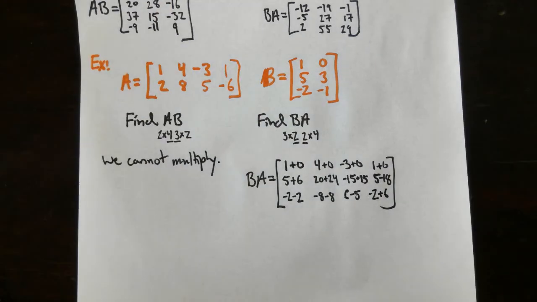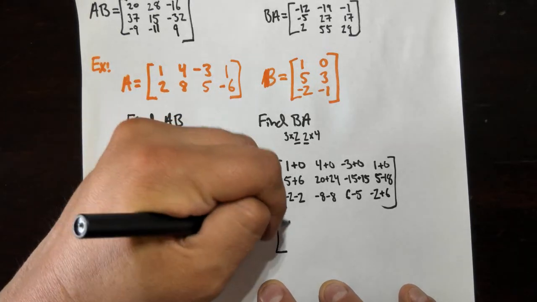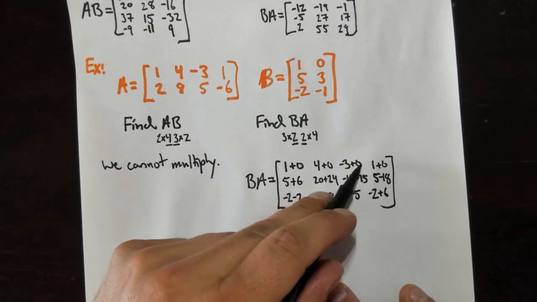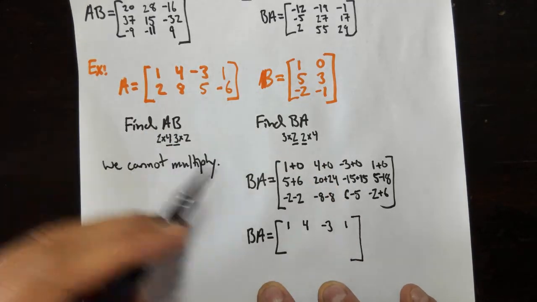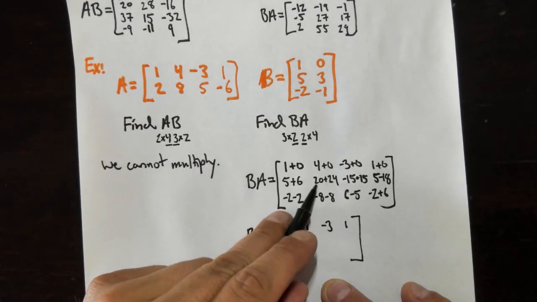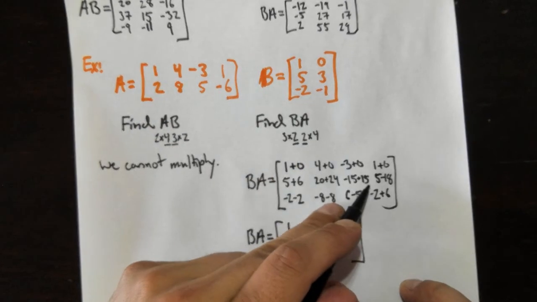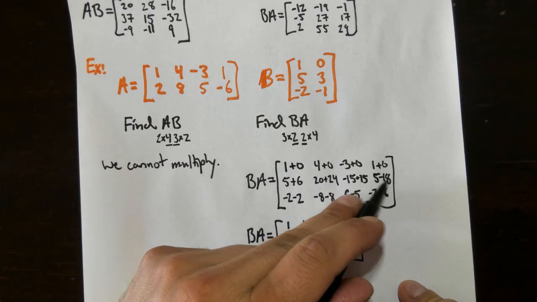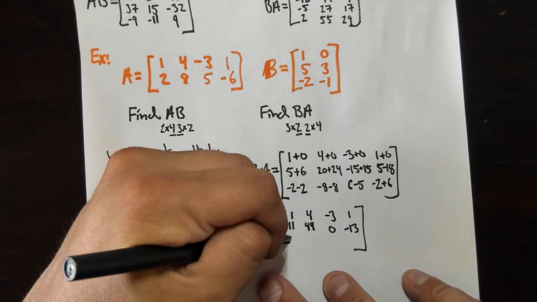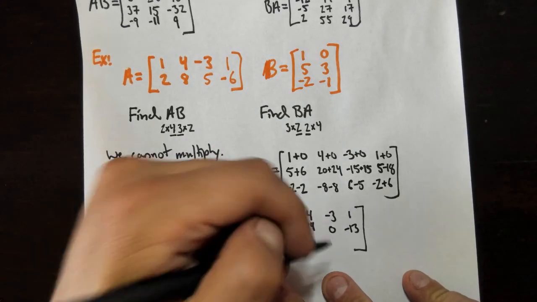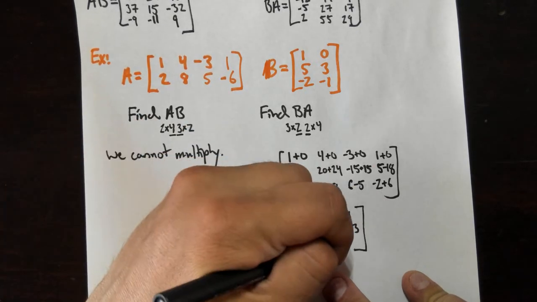So now we just need to simplify here. Just add and subtract these values together. 1 plus 0 is 1. 4 plus 0 is 4. Negative 3 plus 0 is negative 3. And 1 plus 0 is 1. 5 plus 6 is 11. 20 plus 24 is 44. Negative 15 plus 15 is 0. And 15 minus 18 is negative 3. Negative 2 minus 2, negative 4. Negative 8 minus 8 is negative 16. 6 minus 5 is 1. And negative 2 plus 6 is 4.